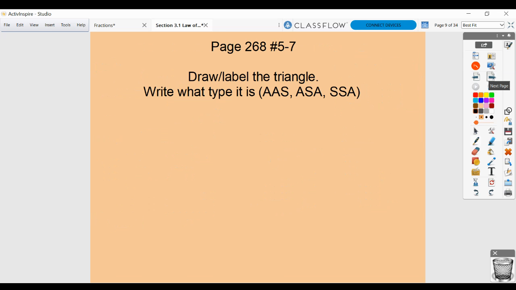Okay, so this is your first homework assignment. It's page 268 and it's numbers 5, 6, and 7.